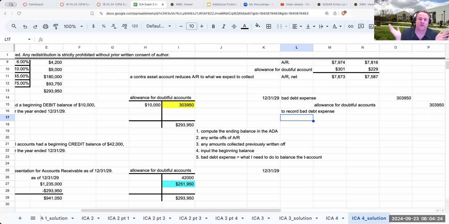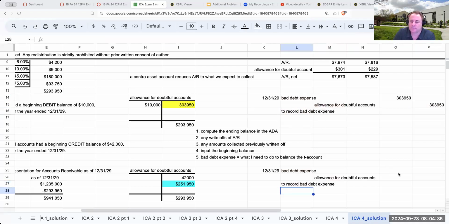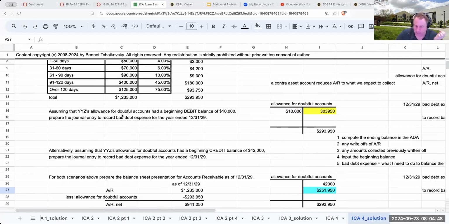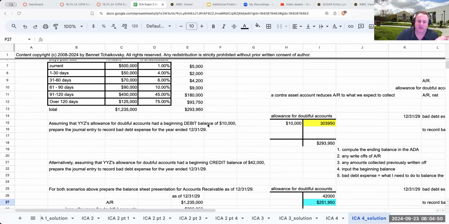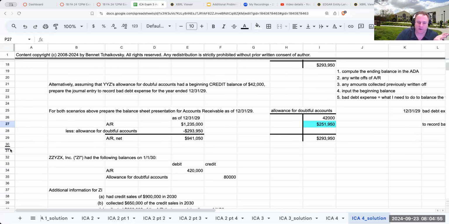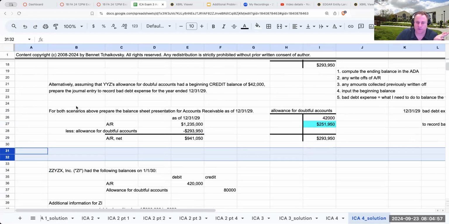How do I record my expenses? I record my expenses with a debit, ERDC. So I'm going to use the same journal entry formatting, and I'm going to record this part right over here. So that's how I handle this type of question where I'm given an aging of accounts receivable, a beginning debit or a beginning credit balance, and I'm asked to prepare the journal entries.